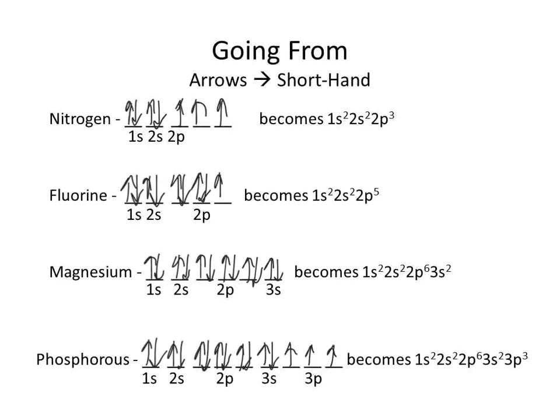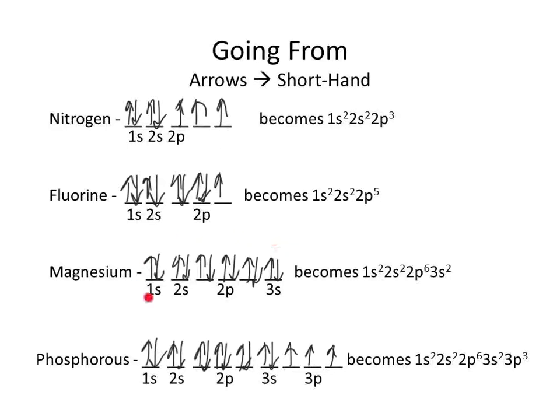So let's look at fluorine real quick. We've got 9 electrons total. 2 are in the 1s, 2 in the 2s, 5 in the 2p. So we have 1s2, 2s2, 2p5. Here's my last one here. Magnesium has electrons all the way up until the 3s level. There's 2 in there, so everything else below it is filled. 1s2, 2s2, 2p6, 3s2.